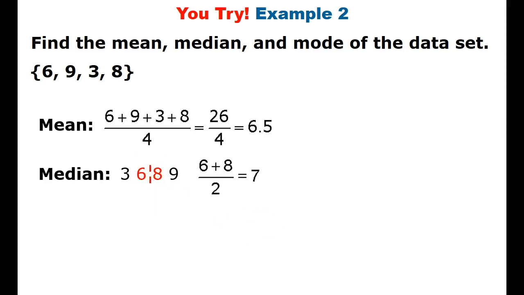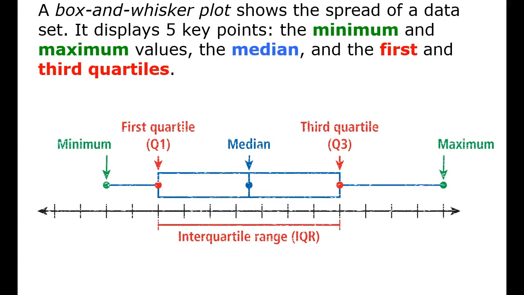6 plus 8 divided by 2 is 7. And the number that occurs the most is, well, there's not one, right? There is no mode here because no number or no outcome occurs more than any other.